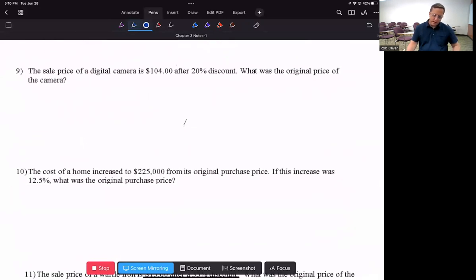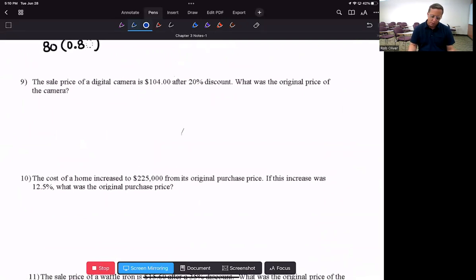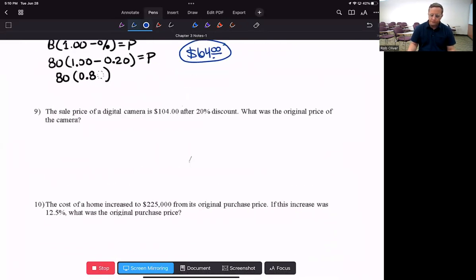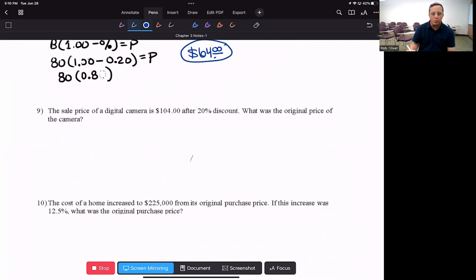All right, number 9, the sale price of a digital camera is $104 after a 20% discount. Same thing. We're going to do this problem using the same kind of equation. Different numbers. I mean, not that different really. But we're going to do 104. 104 is going to represent the base. This is the discount, so we're going to do minus 20%. And that's going to equal part.